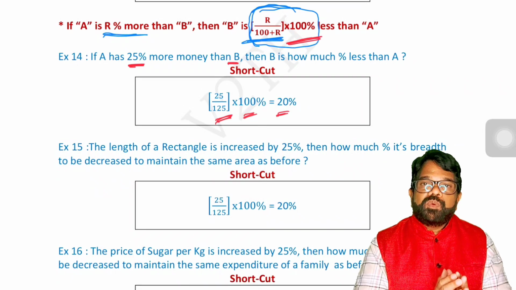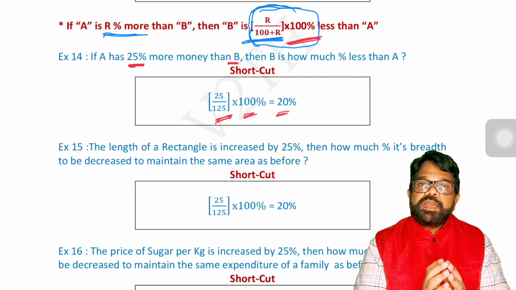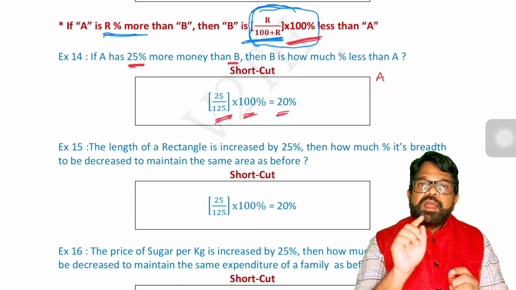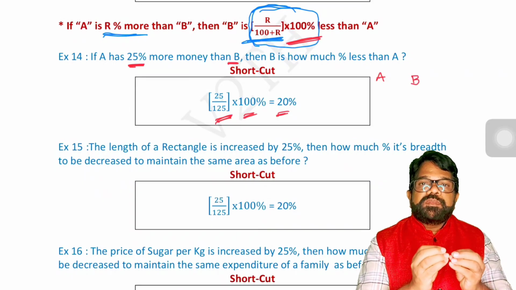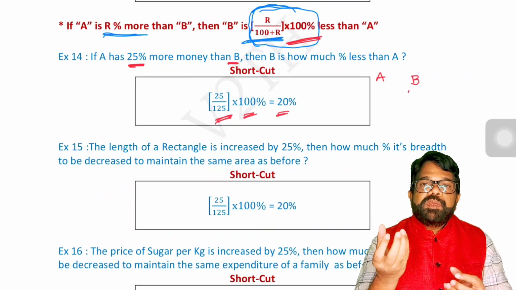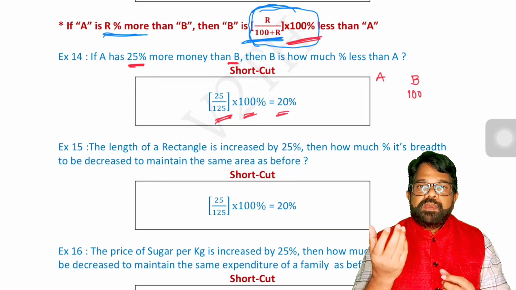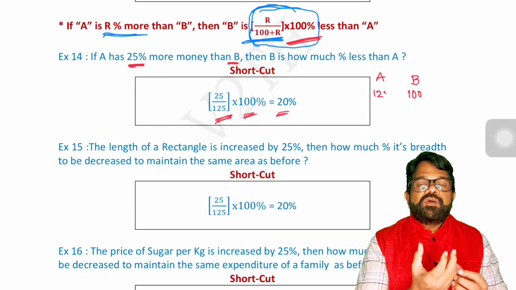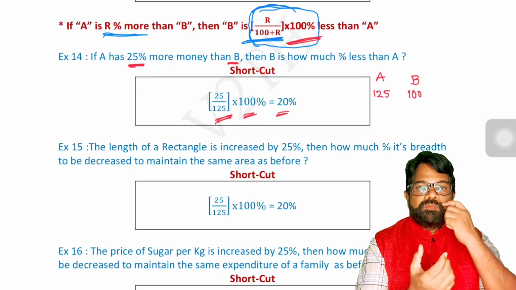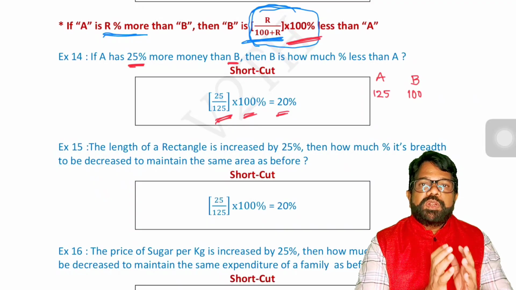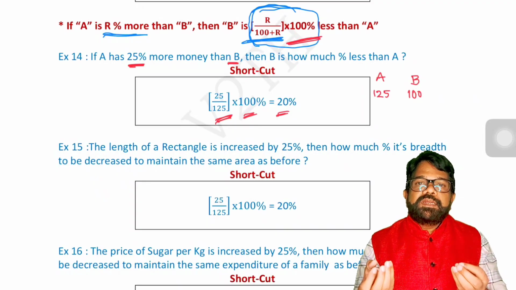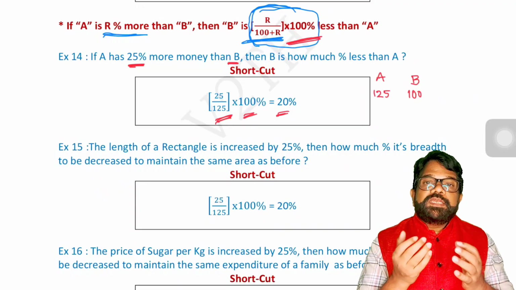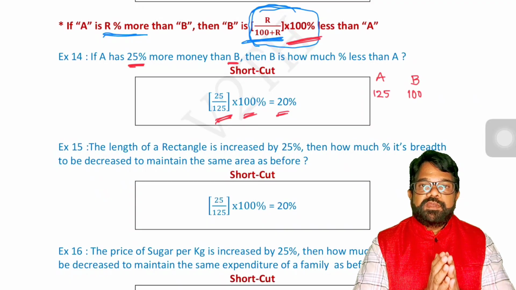Practically also we can prove. See here, let it be the two numbers A and B. Clearly given A is 25% more than B. Let it be B value is 100. If B is 100, A is how much now? 125. B is 100, A is 125. Now definitely B is less than A. How much percent less than? That is you have to say.